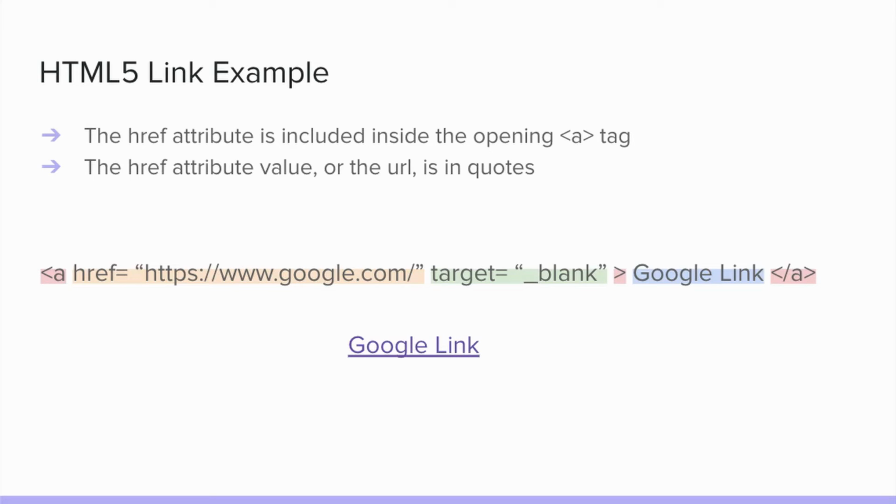The content in between the opening and closing tag highlighted in blue, Google link, specifies what the link appears as. Here, clicking on Google link will direct the user to google.com.